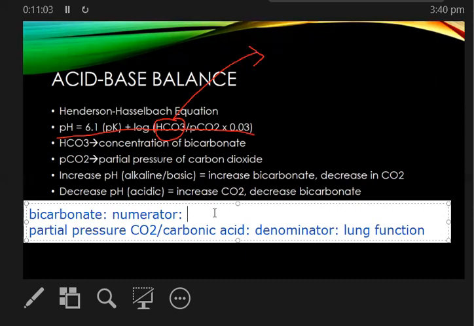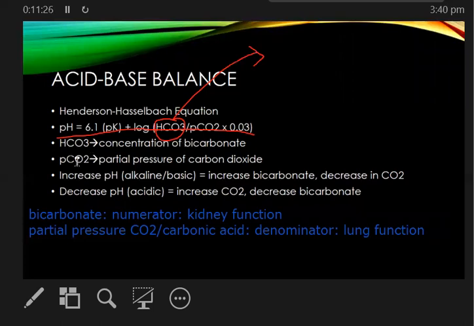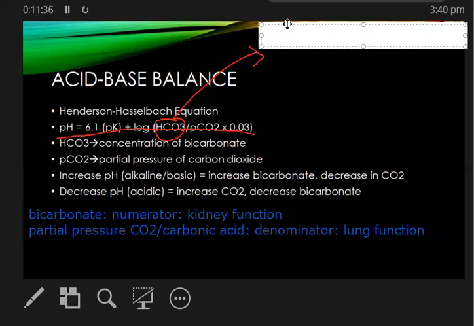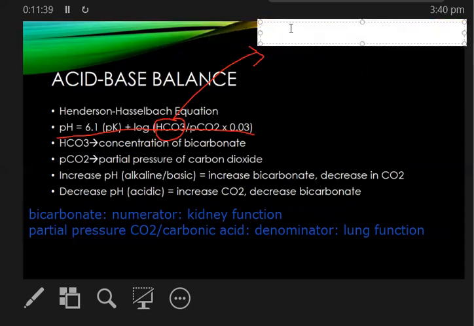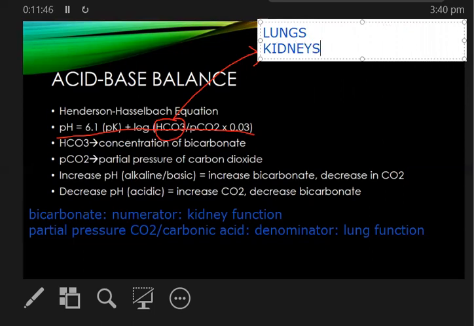In contrast, if you look at the numerator, it contains the bicarbonate variable, the concentration of your bicarbonate. This means that the numerator indicates kidney function. So, bicarbonate concentration and partial pressure of your carbon dioxide. In short, the organs responsible for your acid-base balance are your lungs and your kidneys.